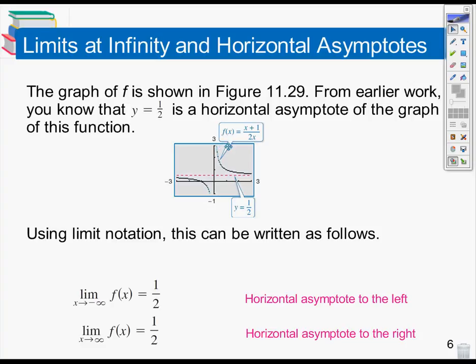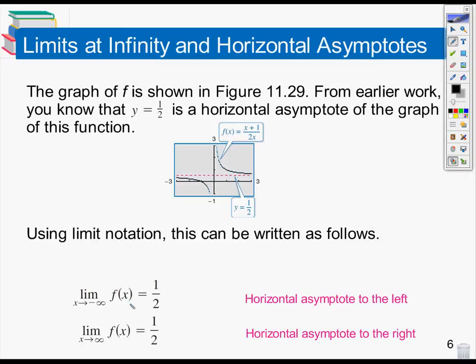Okay, so let's look first at this function, x plus 1 over 2x, and we can see it's coming down and leveling out there. It's coming up and leveling out there. From the left and from the right, this function seems to converge at 1/2. This is the horizontal asymptote y equals 1/2. And we've seen that before.